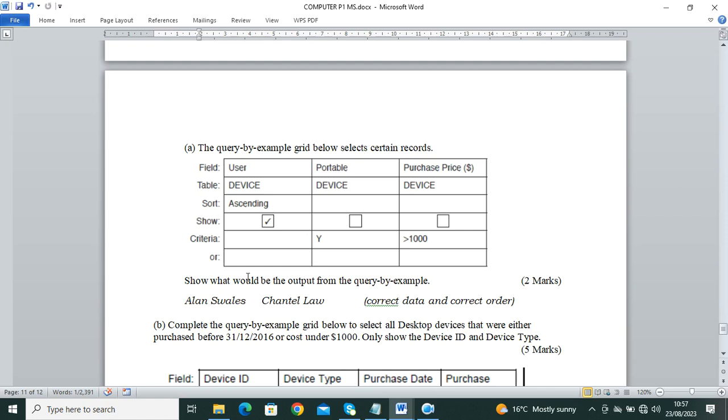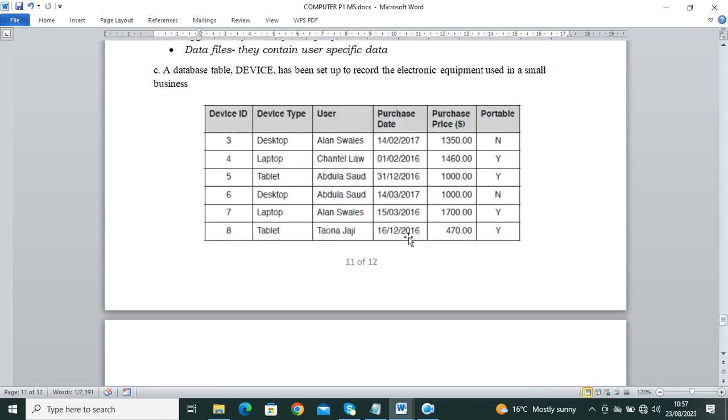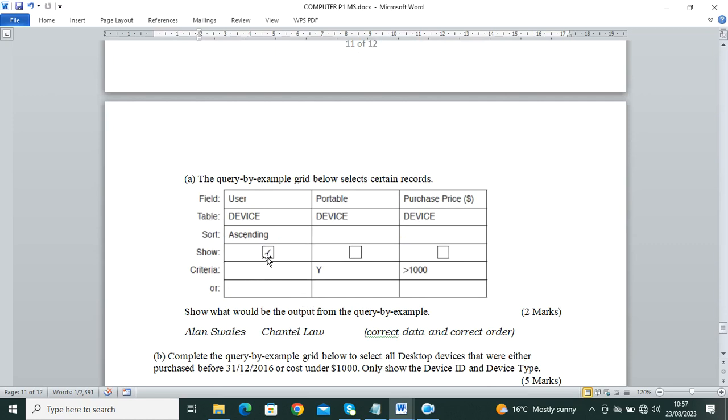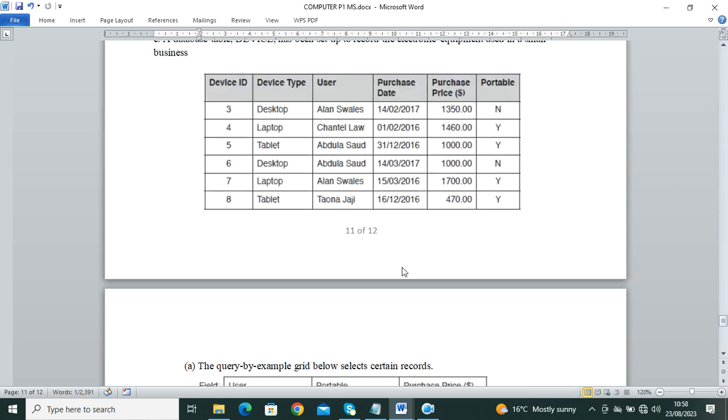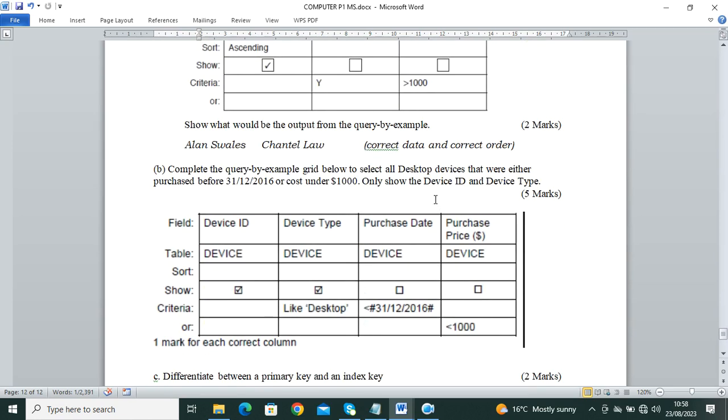So here from the table, you just need to look at this one. Here we are trying to show portable, yes, and greater than 1000. So it will check and produce laptop, laptop again, and desktop. For the yes, it will produce this one, 7, laptop and sales, because it is yes and it is greater than that one. Also it will produce Chantel Row, which is this one, and yes. So it will produce around sales and Chantel Row.